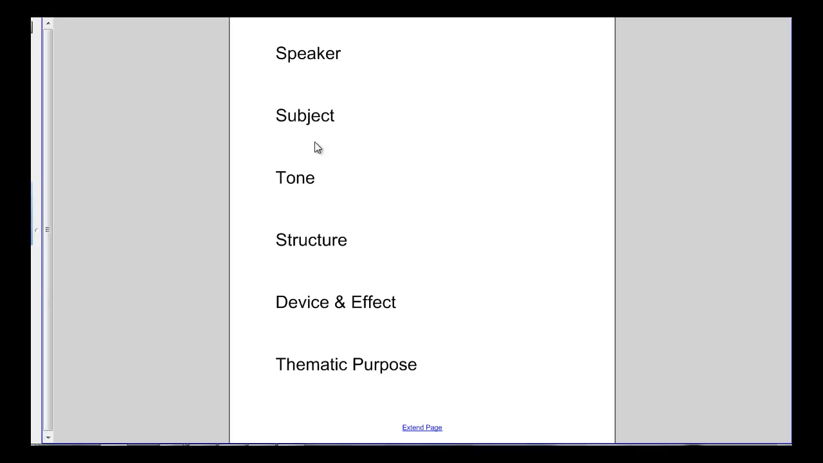The subject: what is it about on the literal level? Tone: what is the relationship of the speaker to the subject? And I'll get more into that later. Structure: is there anything I can notice about the way the poem is just on the page, is written, is organized? Can I identify literary devices, poetic devices, and the effect of those choices?